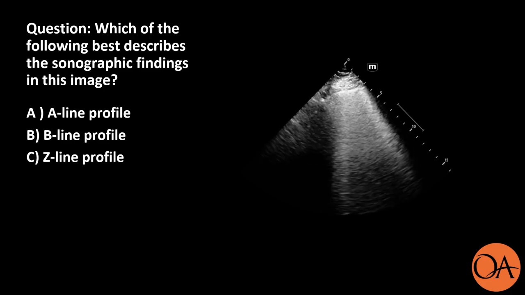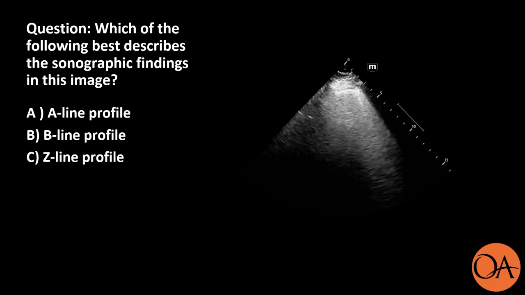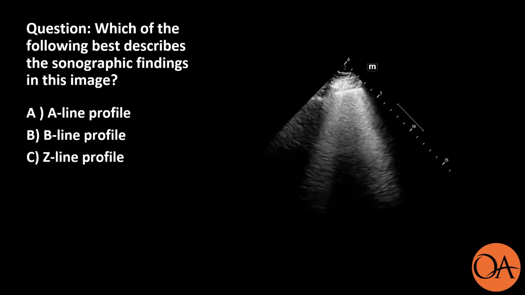Now let's take a look at our patient's ultrasound. This image is obtained from the patient's right anterior chest. Shown here is a representative clip of the patient's right anterior lung field. Which of the following best describes the sonographic findings in this image? A, an A-line profile, B, a B-line profile, or C, a Z-line profile?